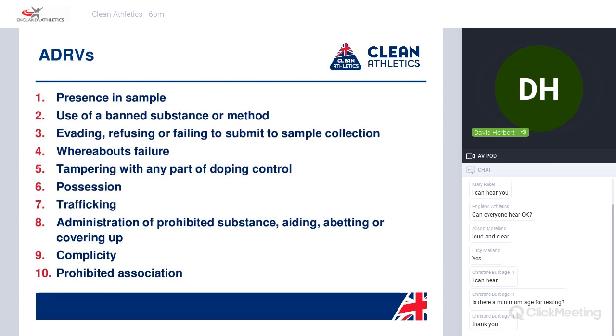And prohibited association is a relatively new one, and this basically means if an athlete is working with a coach who has been banned for doping, and they know that the coach they're working with has been banned, then they can be disciplined as well. So those are the 10 current anti-doping rule violations.